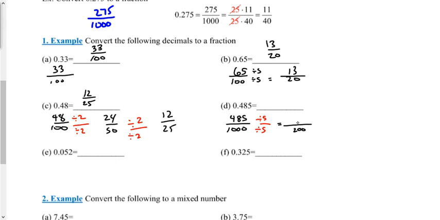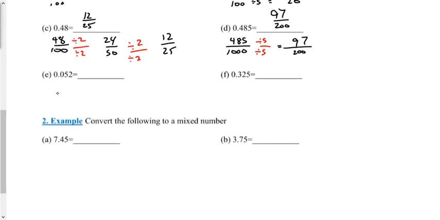Now I actually have to do a little work here. 5 goes into 485 97 times. There we go. 97, I believe that's a prime number and definitely doesn't fit into 200, so we are done. 97 200ths.